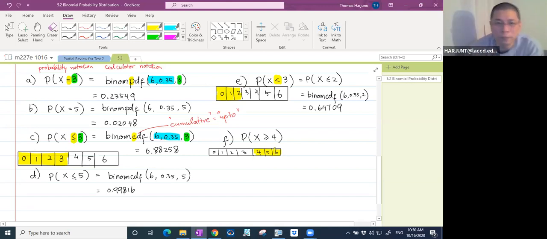But we don't have a calculator to compute 4, 5, 6. Our cumulative always starts from 0. That's why we call that cumulative. Okay, start from the very beginning.